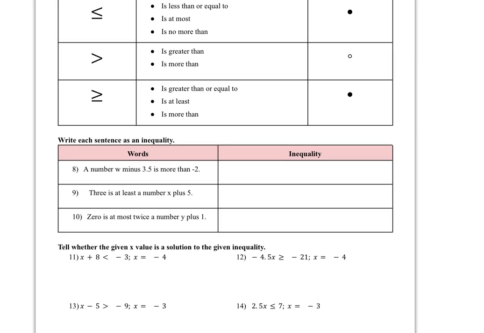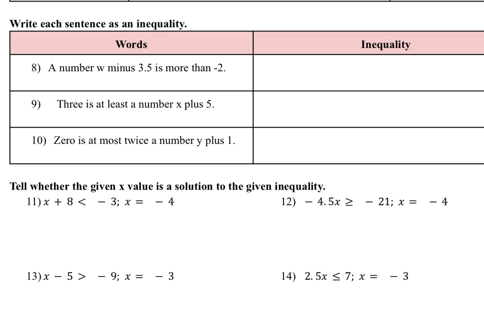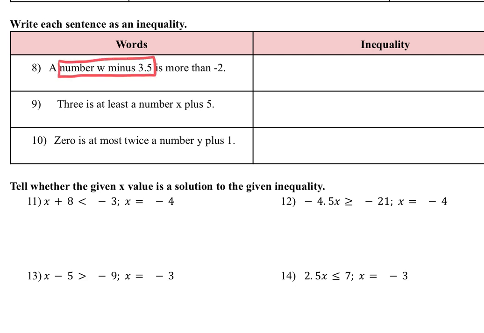Write each sentence as an inequality. So we're going to use those that we have above and write an inequality here. They're giving us words. They want the math here. That's what the inequality piece is. So it says a number w minus 3.5 is more than negative 2. So we have a number w minus 3.5. So let's write it. W minus 3.5. And then it says is more than.